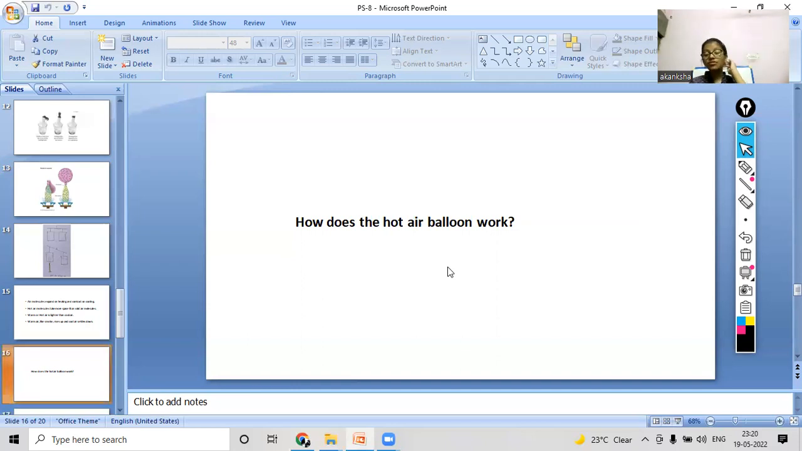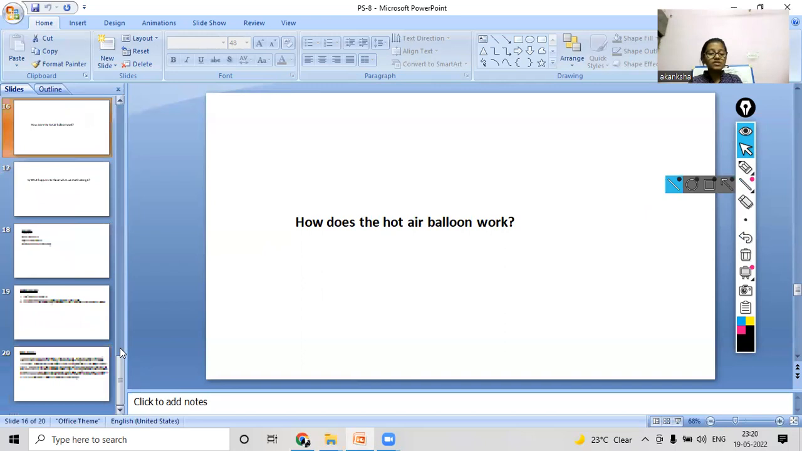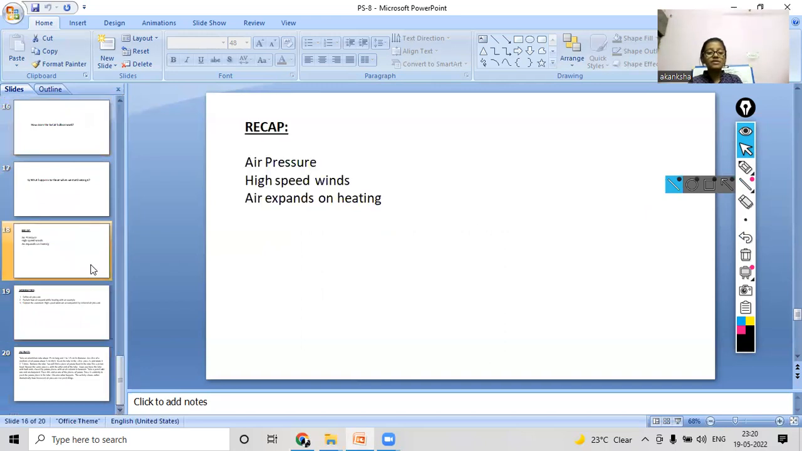As you know, the hot air balloon has hot air in it, right? So what is the property of hot air? That it is lighter in weight and it rises upwards. That is the reason why the hot air balloon rises towards the sky and it works. This is the main reason for a hot air balloon to work. Okay, so now I think you are clear with the concept.